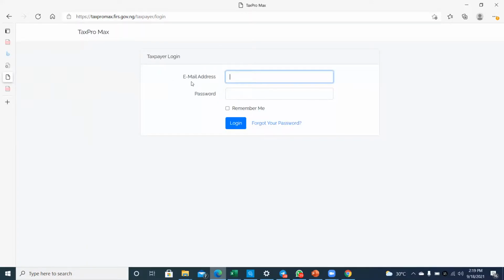Because I clicked login, it's asking for my email address, that is the registered email address, and the password. Yes, sir. Can you see it?